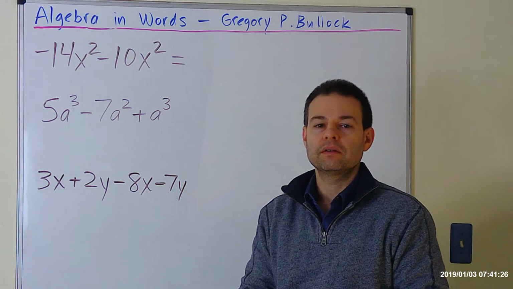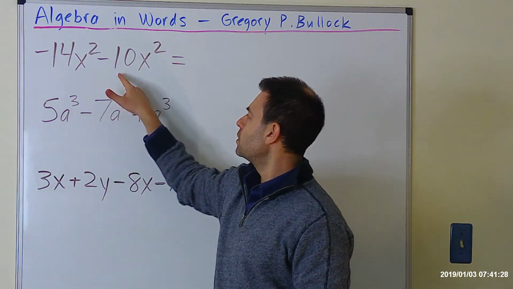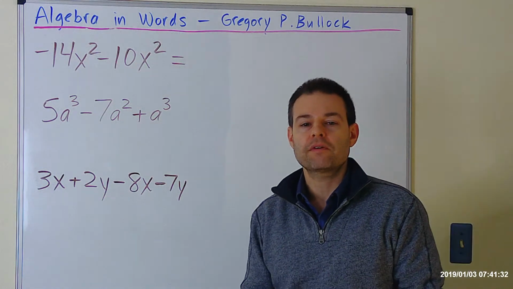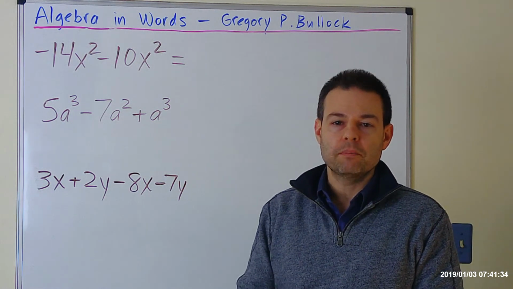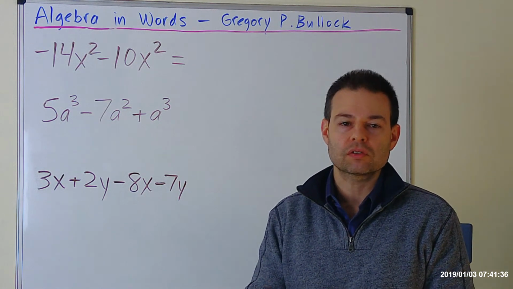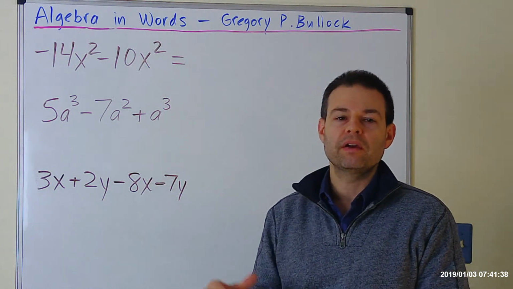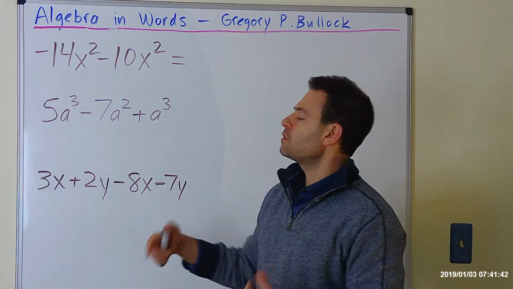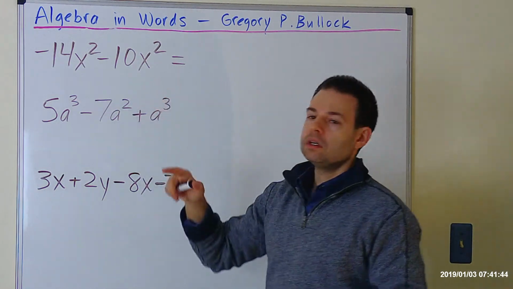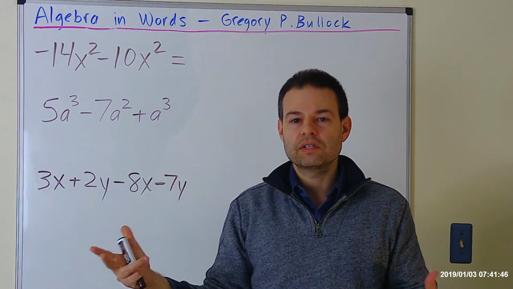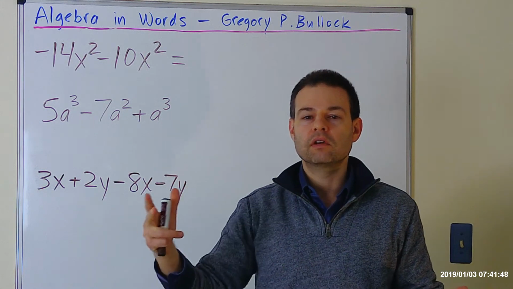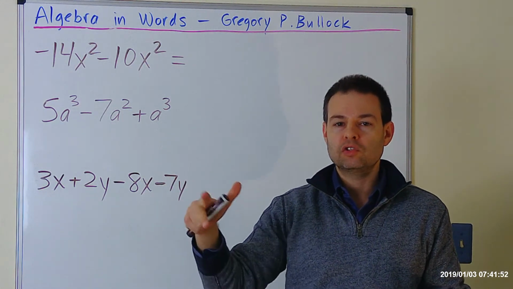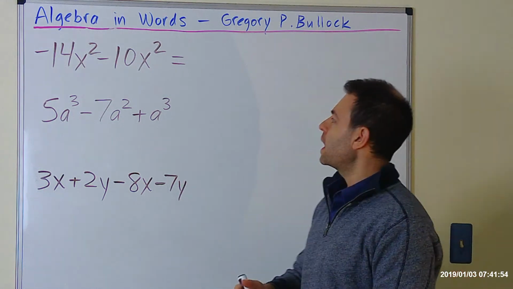Also, a quick reminder: the coefficients, the numbers in front of the variables, really have nothing to do with it, except that we combine by the coefficients. Other than that, they have no bearing on whether the terms are alike or not. So let's focus on the variables. Are these alike? The answer is yes. Why? Because they both have the same base, x, and the same exponent, 2, x squared. So in that case, they're alike.